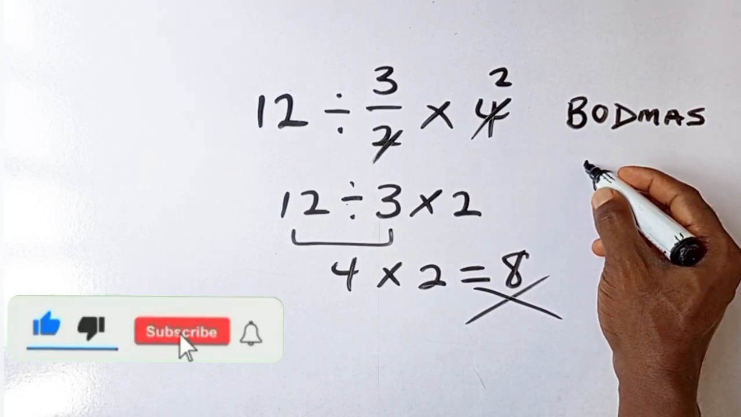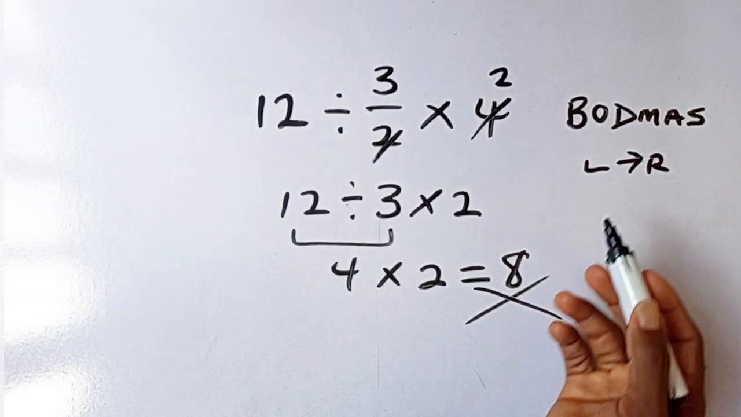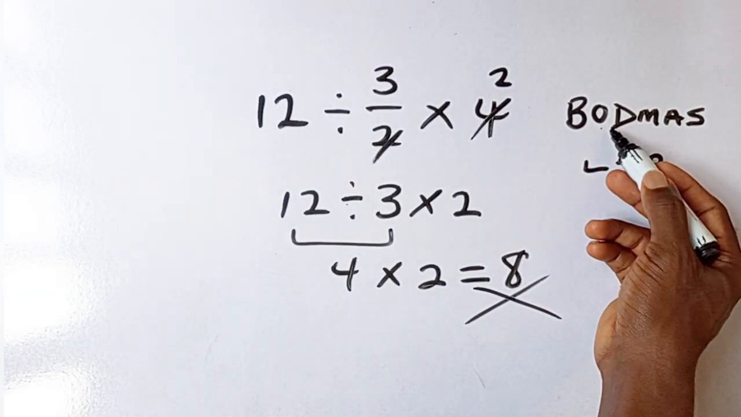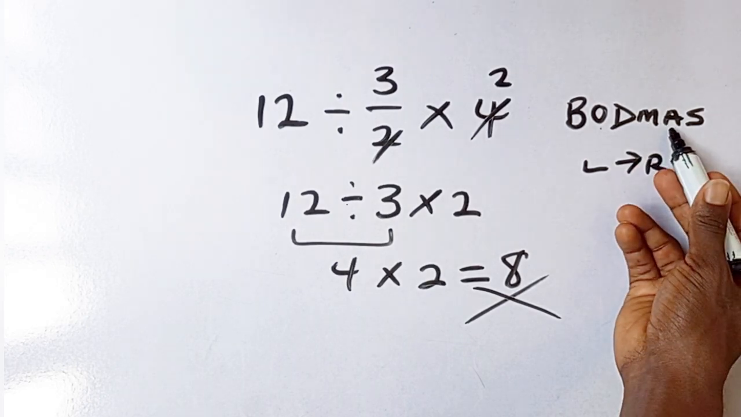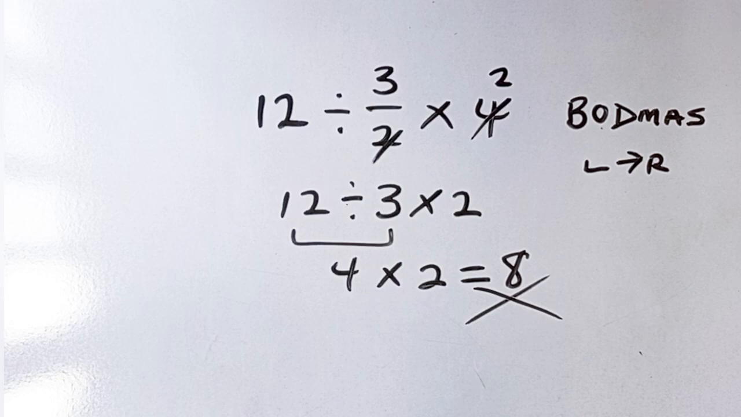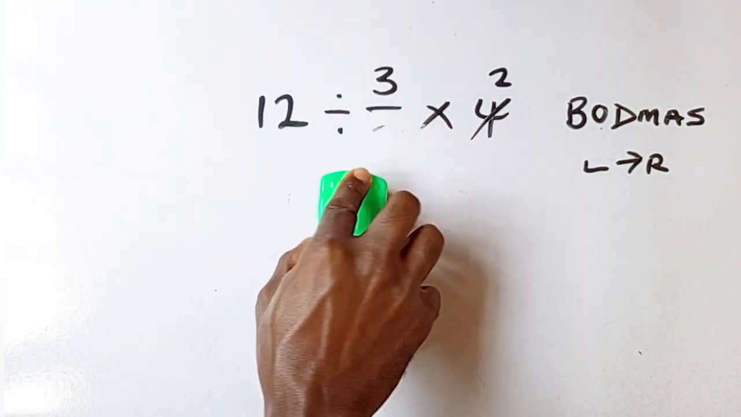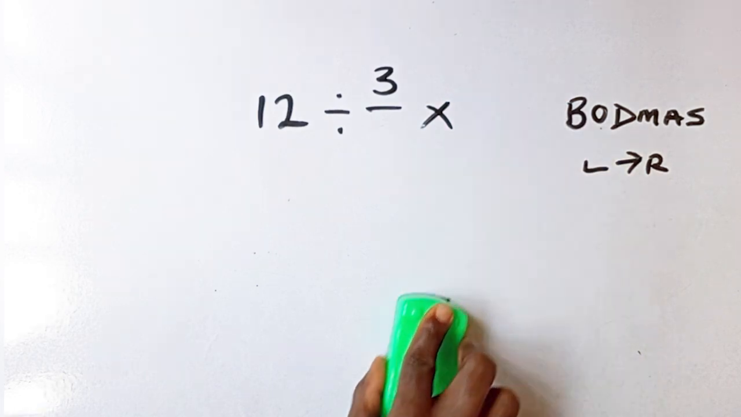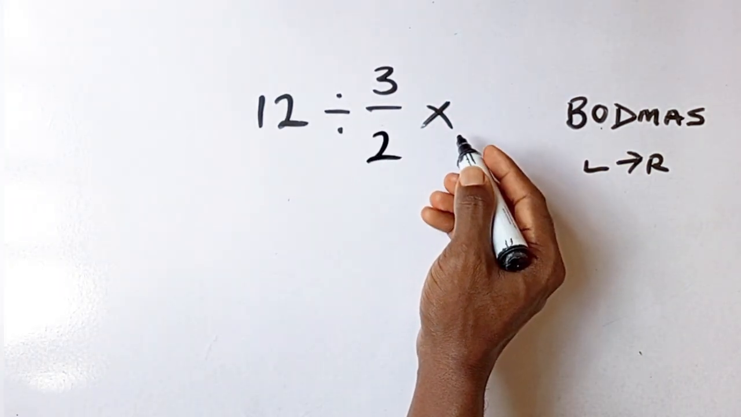we have to solve from left to right. B stands for bracket, also known as parenthesis. O stands for of. D stands for division. M stands for multiplication. A stands for addition. And S stands for subtraction. Alright? So if we solve using that rule, our answer is not going to be 8.